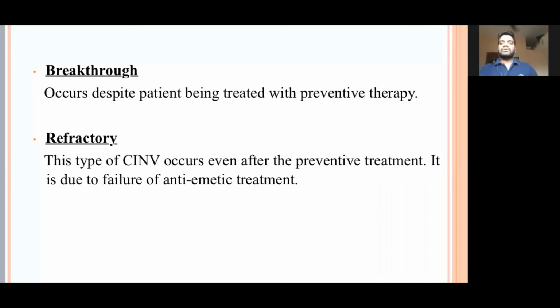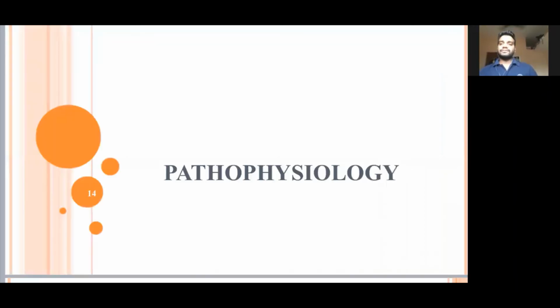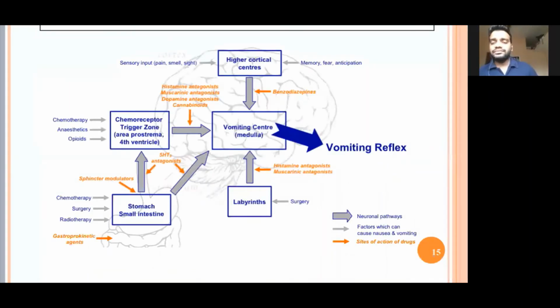So now coming to the pathophysiology of nausea and vomiting. Can you see this slide? Is it legible? Yes, sir. Yes, sir. You can pinch out to zoom in.